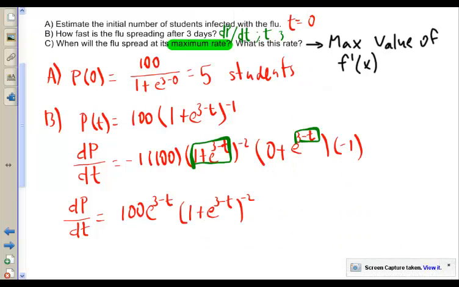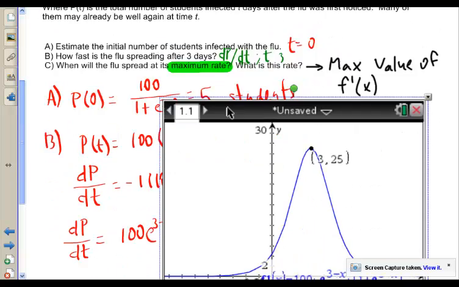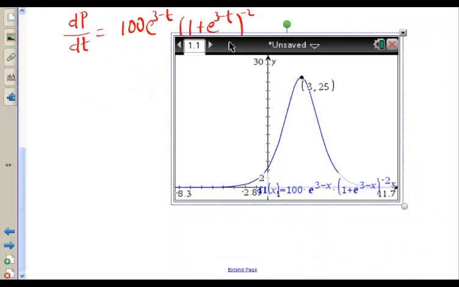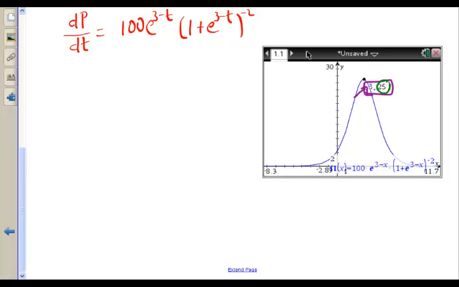So over here, we've got our picture. So what we've learned then is that our flu bug is growing fastest at this point. Well, what does that mean? Well, the first coordinate is going to be the number of days that we're on, and the second coordinate is how fast. Okay.